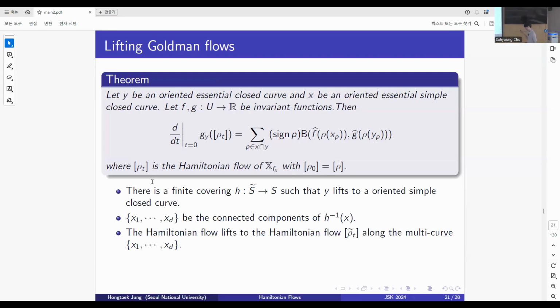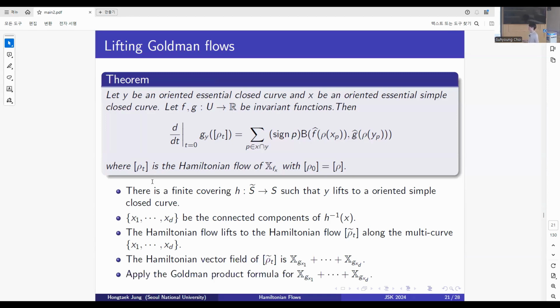And if you remember the last talk, the Hamiltonian flows along non-intersecting simple closed curves are always commutative, and their associated Hamiltonian vector fields can be written as the summation of individual Hamiltonian vector fields. We should have some multiplication factor here, but I just ignore it. It's just not very essential.